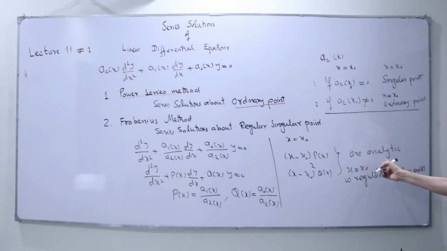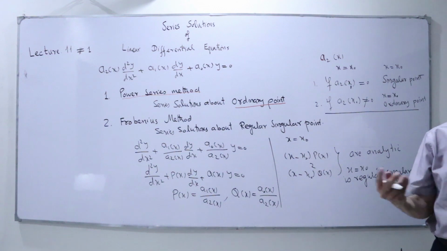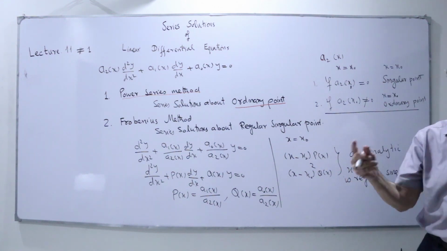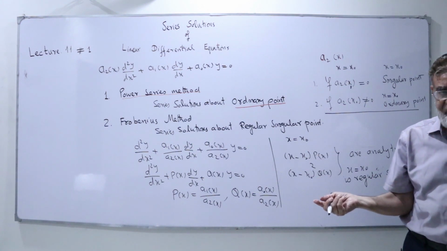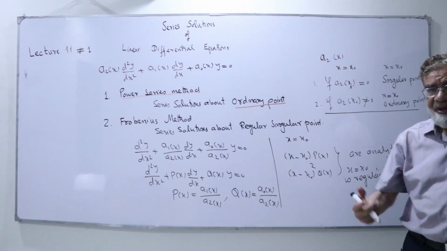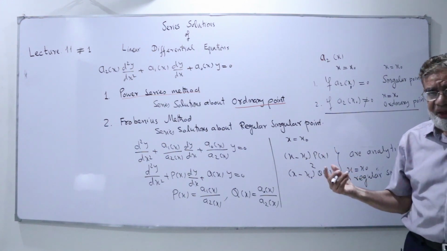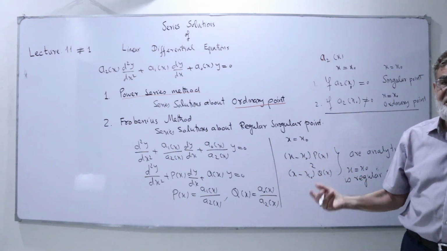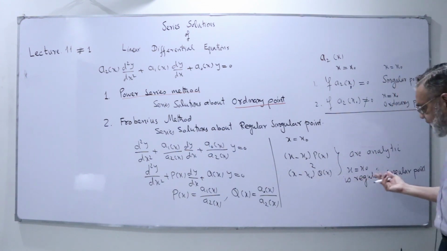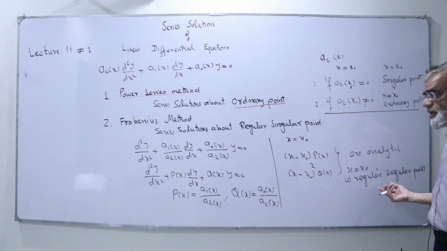And if this is not the case, they are not analytic. We have seen that a function is analytic if it can be described by a Taylor series. It means these factors are defined. They are continuous and differentiable in case of analytic, but the minimum thing is that they are defined. If they are defined, then we say they are analytic and the point is a regular singular point.